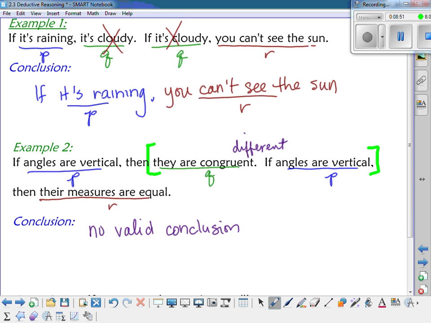Okay, so it didn't go PQ, QR, it went PQ, PR. Doesn't follow the right pattern. There's no valid conclusion that you can draw.